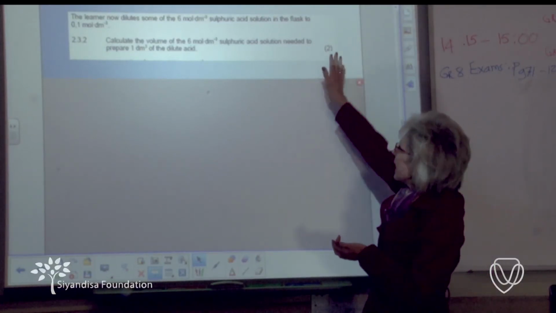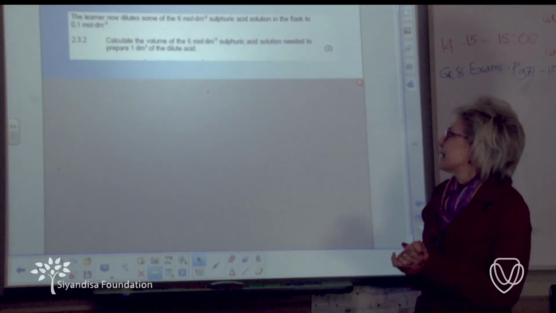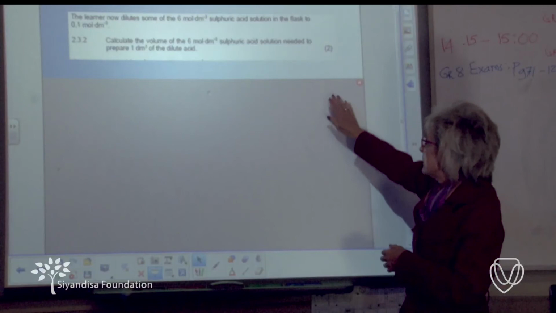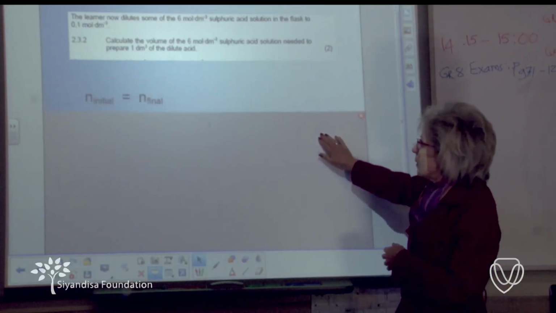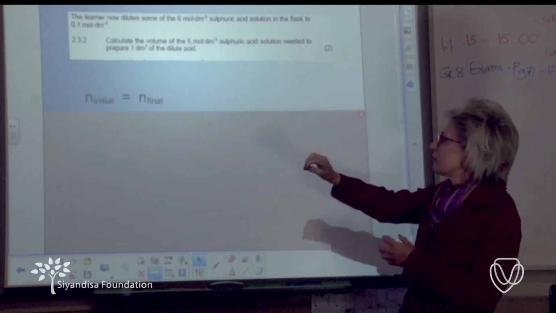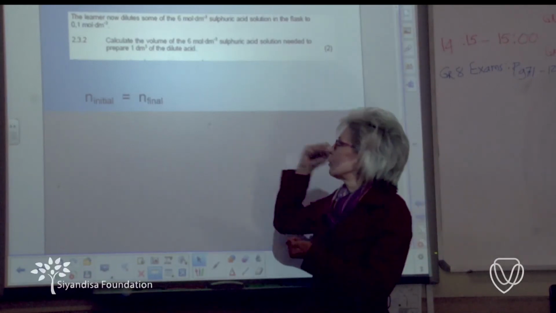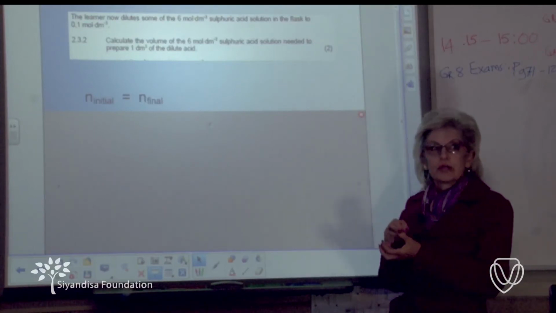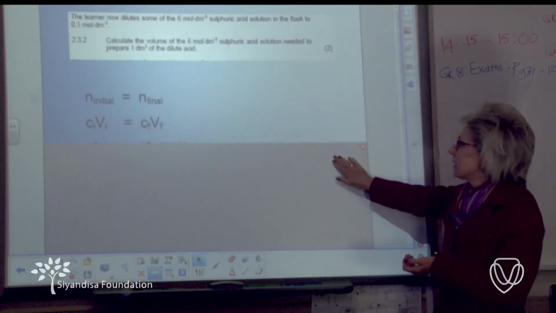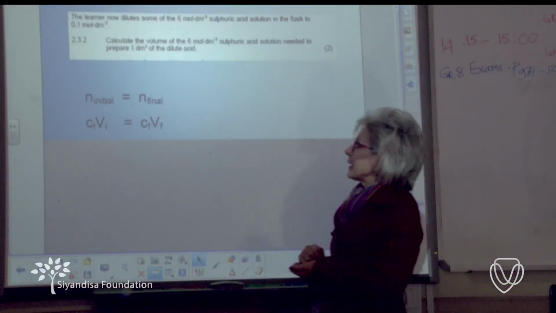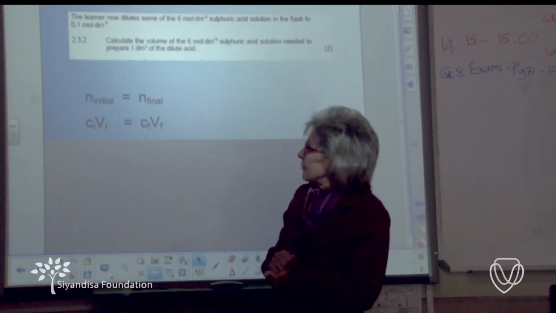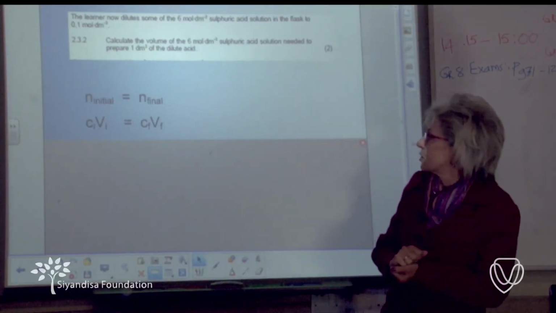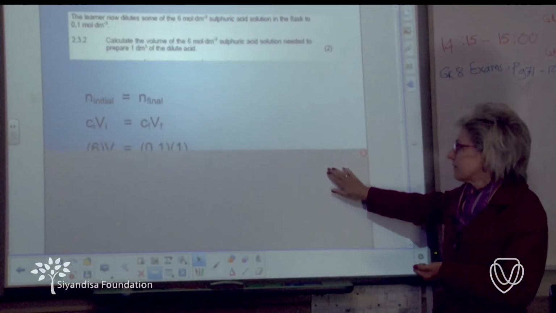As you can see, the calculation counts only 2, which means you're not going to use excessive calculations for it. It's relatively simple. So what we do is we say the initial amount of mole that you pour out is equal to the final amount of mole to which you are going to add water in order to dilute it. So our formula to calculate amount of mole comes from the formula for concentration: concentration initial times volume initial is equal to concentration final times volume final.